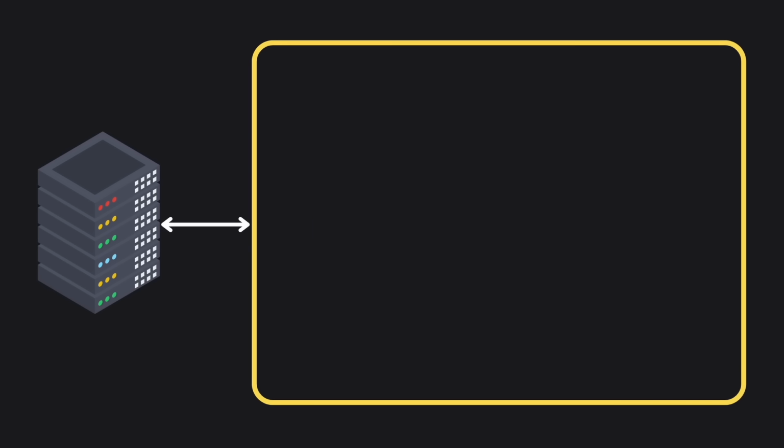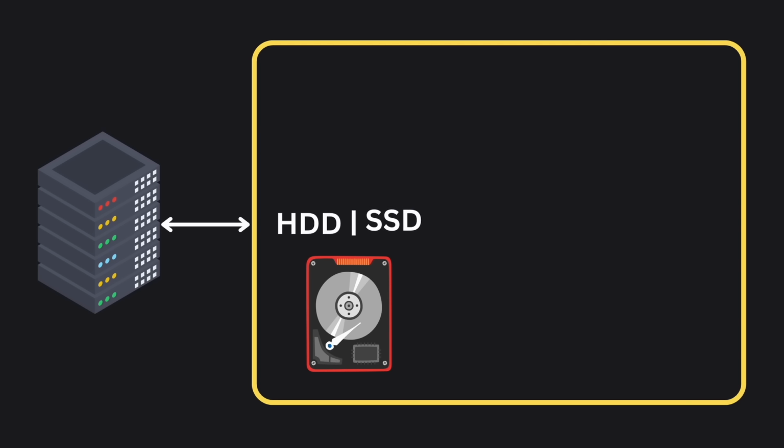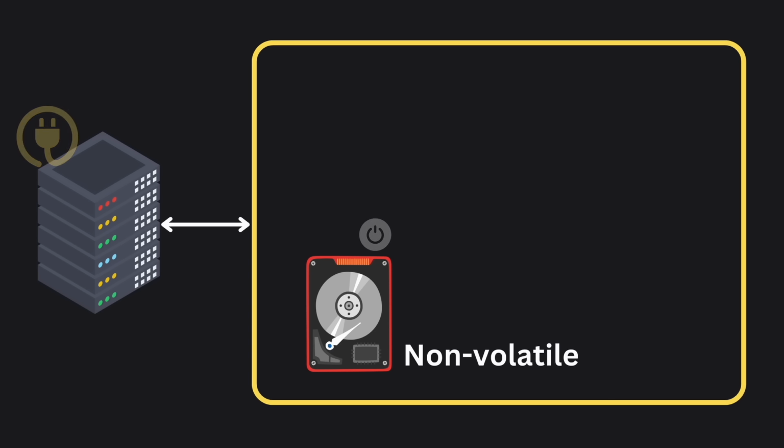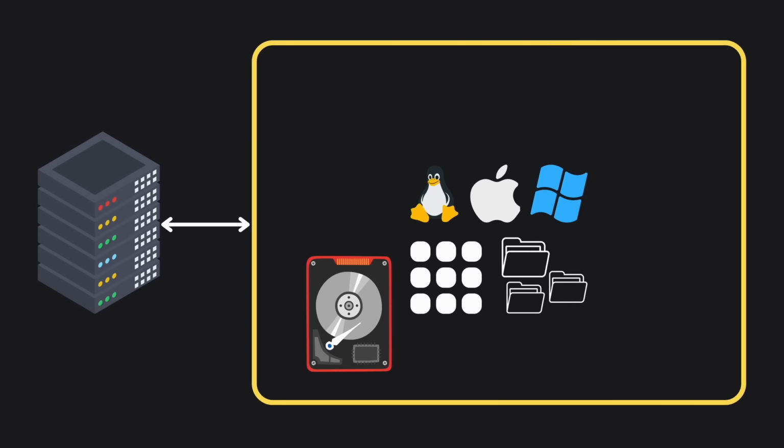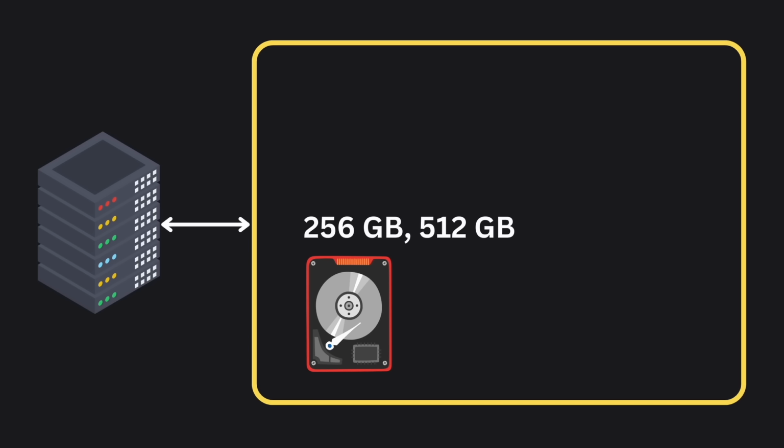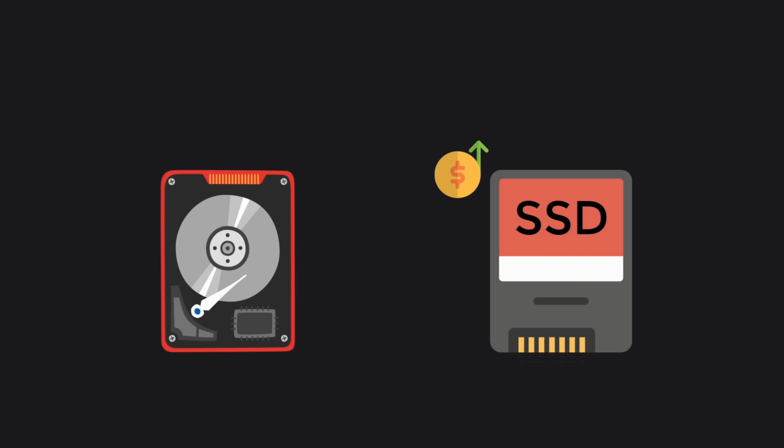To store this data, we have computer disk storage, which holds the primary data. It can be either HDD or SSD type. The disk storage is non-volatile. It maintains data without power, meaning if you turn off or restart the computer, the data will still be there. It contains the OS, applications, and all user files. In terms of size, disks typically range from hundreds of gigabytes to multiple terabytes. While SSDs are more expensive, they offer significantly faster data retrieval than HDD.